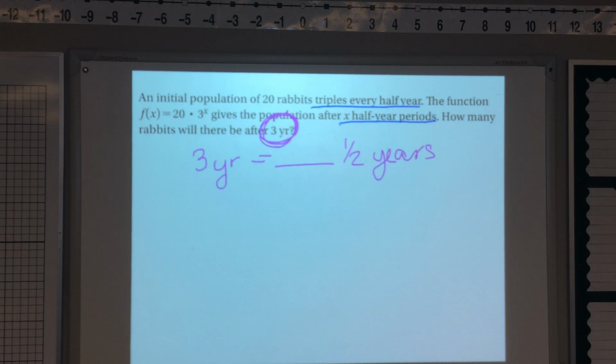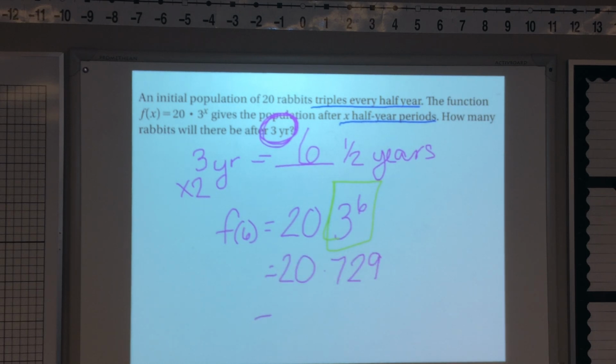Well, in each year there's 2 half years, so I take 3 times 2, and we know that there's 6 half years in 3 full years. So to evaluate my function, I'm going to plug in that 6 for x, so f of 6 equals 20 times 3 to the 6th power. Order of operations again, we have to do that 3 to the 6th power first, which gets me 20 times 729, for a final answer of 14,580 rabbits.